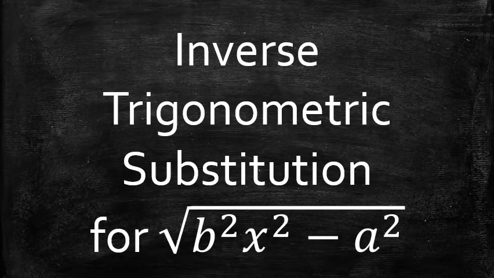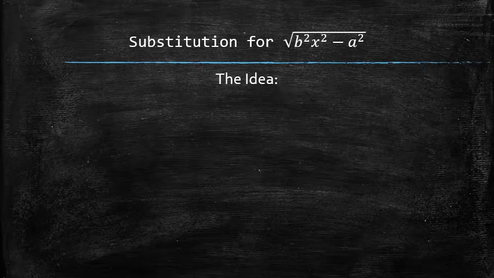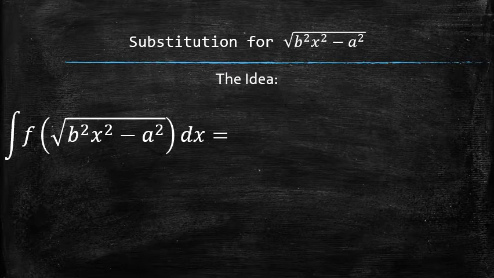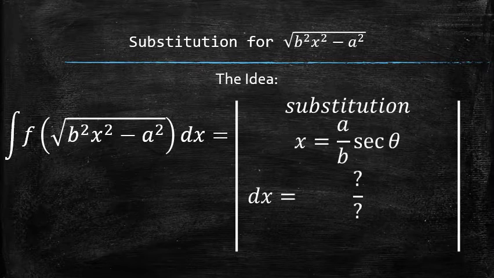Next, we will discuss how to use the inverse substitution technique to integrate functions that have a certain pattern. The idea is very simple. When you see a radical of some number b squared multiplied by x squared minus some number a squared, consider replacing x with a over b times secant of theta.